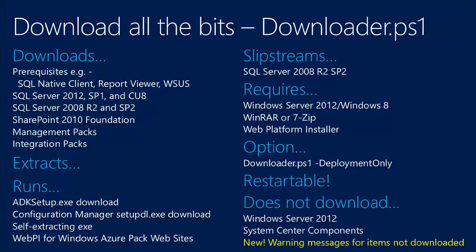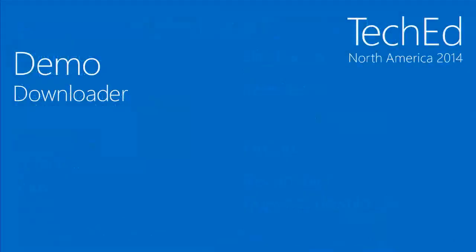It does not download the Windows Server images or System Center components. It used to. It doesn't anymore. The reason for that is we put a registration required in front of those components. To get those eval components off Microsoft.com, you have to register first. So the downloader can't register for you. You have to go manually and get those. But it will warn you now that if you haven't got those, you need to manually download them.